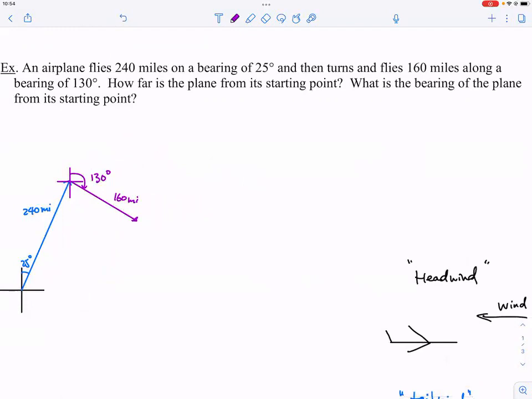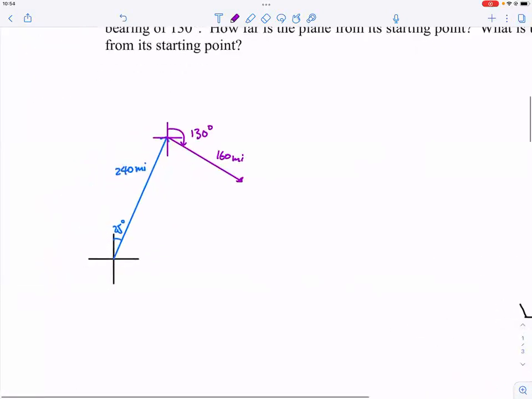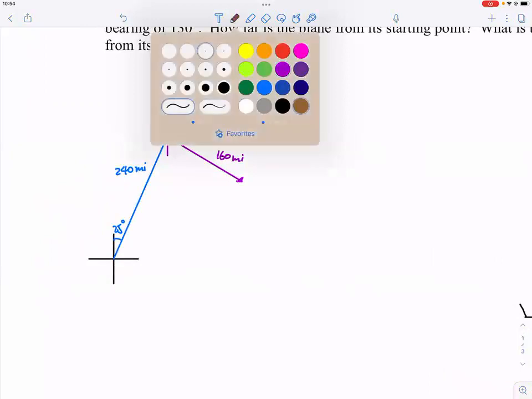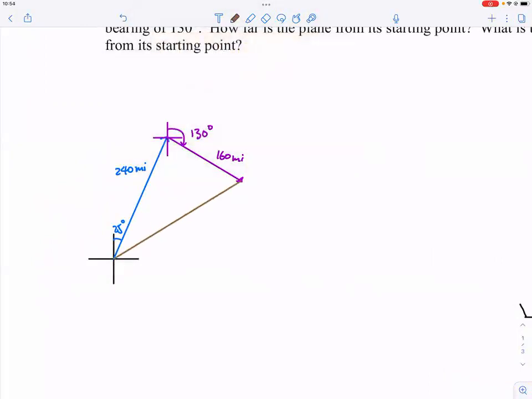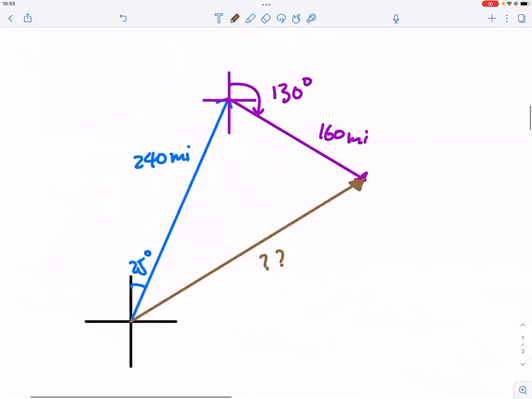What is the bearing of the airplane? How far is the plane from its starting point? So we are looking for the distance here, or the resultant, actually. So I'm going to give you the first challenge right here. Can you tell this angle? Using the clues that we have here, can you find this top angle?